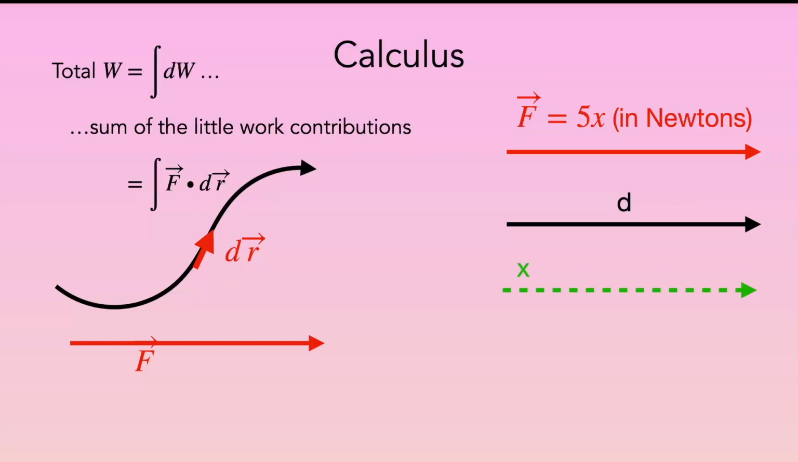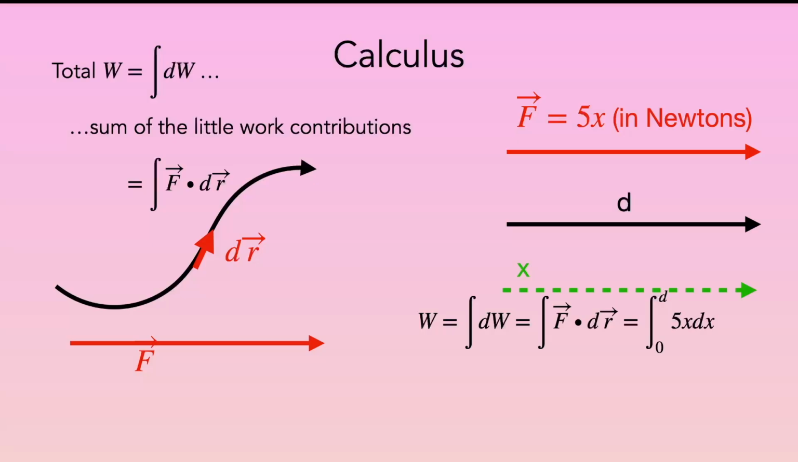I really wish I had that as an arrow that's getting bigger. Force is to the right, 5x, and it travels a distance d. So what we want to do is add up all the little work elements. We can't just multiply 5xd, because we don't know what that x is, right? We've got to add all the little tiny chunks along the way.